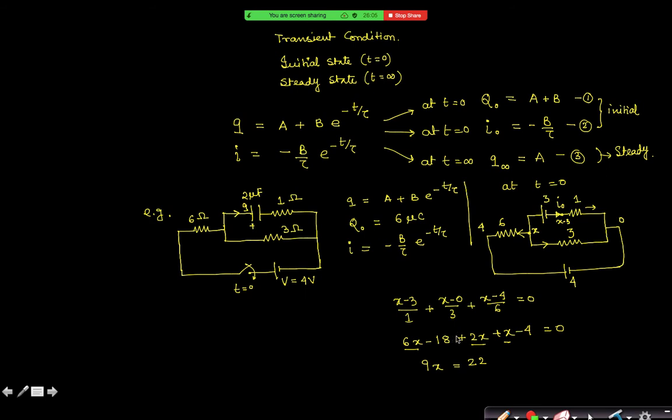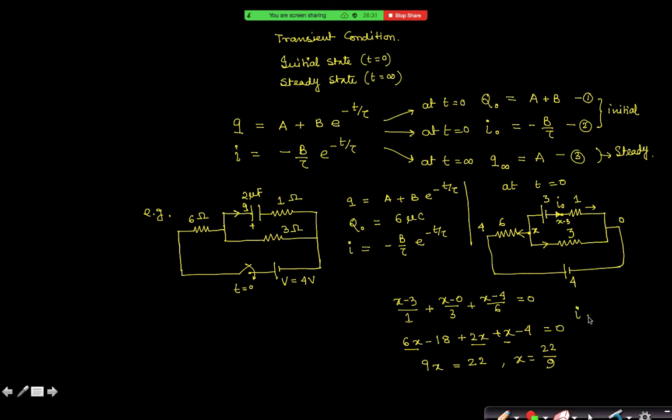Oh, sir, I have done that calculation mistake. So 2x plus x, 3x plus 6x, 9x equal to, have I done it correct? 2x, yes, I think it is a correct calculation. So 22. So x equal to 22 by 9. Now can you tell me what is the current in this branch? Is it x minus 3 by 1?